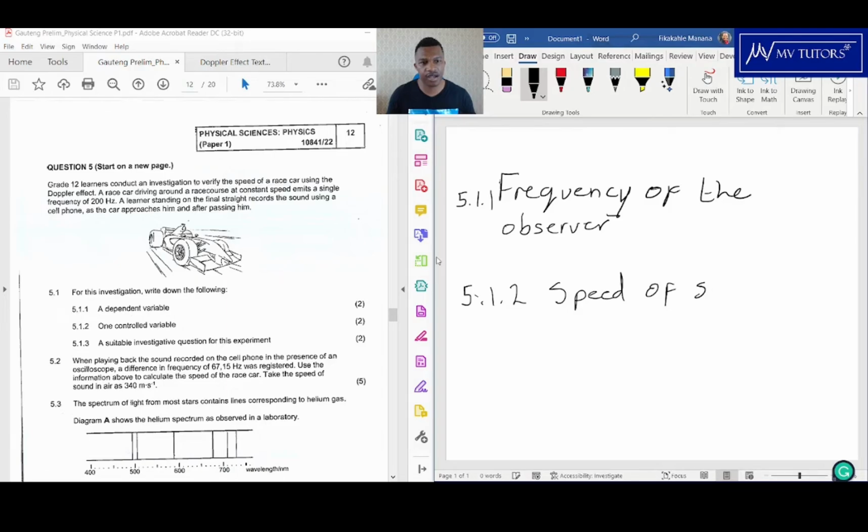Speed of sound, the sound speed, that one is controlled. It remains constant, it doesn't change. And then a suitable investigative question for this experiment. Now, this is an investigative question that you would ask yourself in this experiment. So it would be things like, what is the relationship between the change in frequency? Okay, let's write that down first.